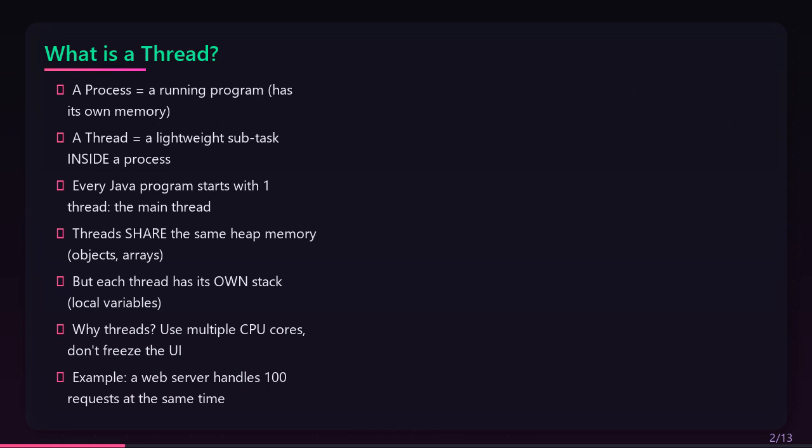Why would you want that? Because modern CPUs have 4, 8, even 16 cores. If you use just one thread, you are wasting all those cores. A web server, for example, uses threads to handle hundreds of requests at the same time without making anyone wait.